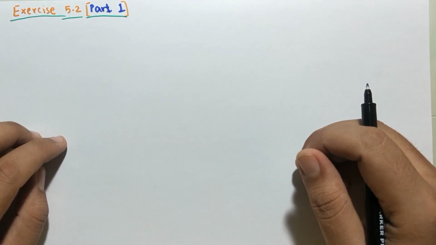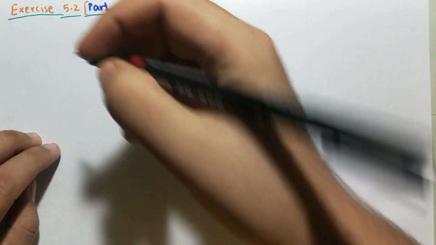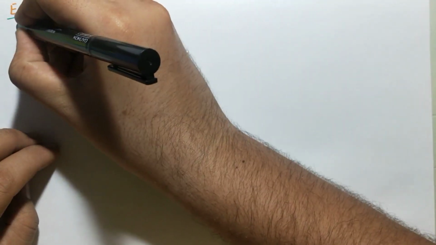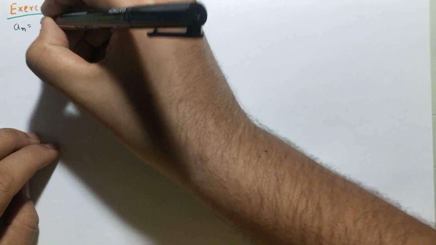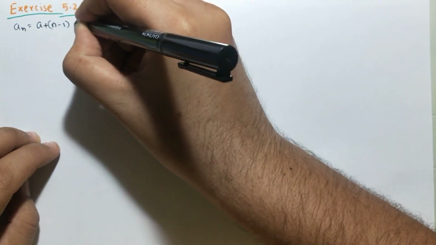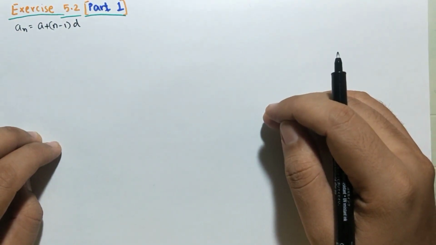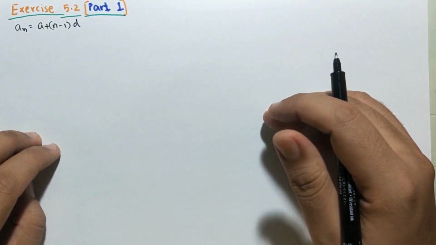So we'll start with exercise 5.2, and we know that what is A, that is the first term, what is N, that is number of terms, D, that is common difference, An, that is nth term. Using all these terminology and the formula, I'm writing the formula over here, that is A of n is equals to A plus n minus 1 D. Using this formula, we'll solve this exercise, that is exercise 5.2.